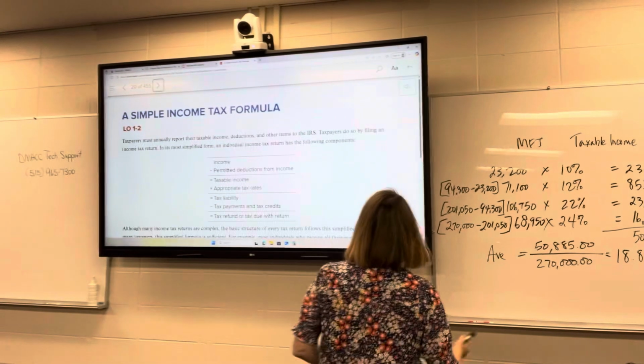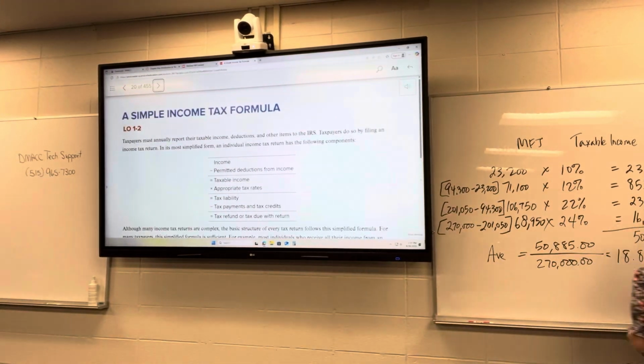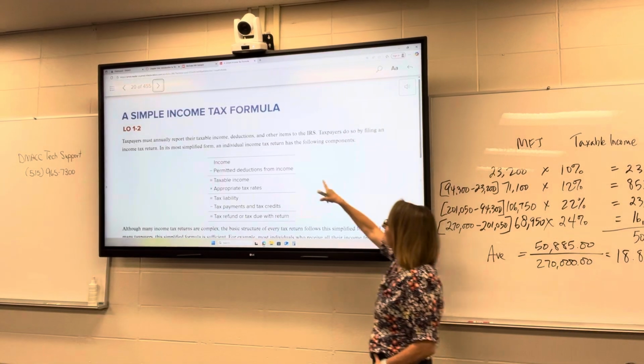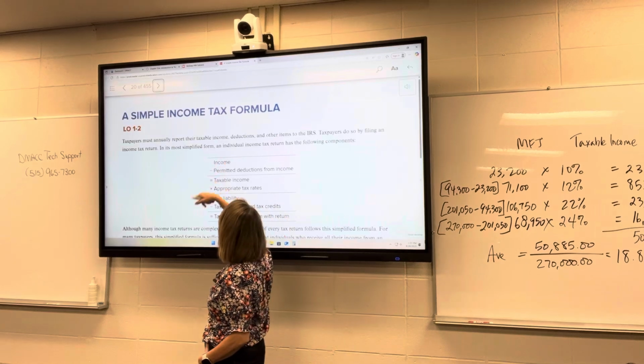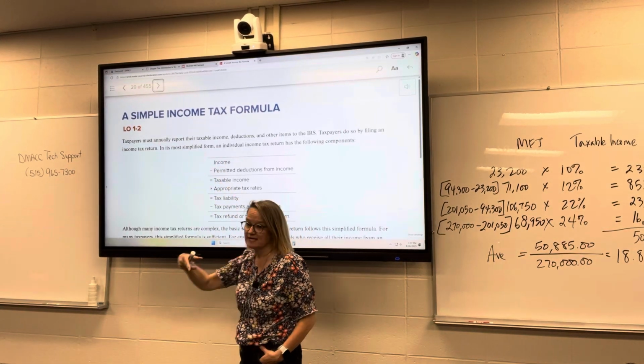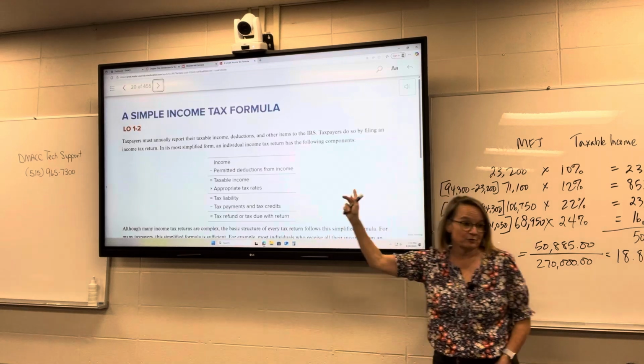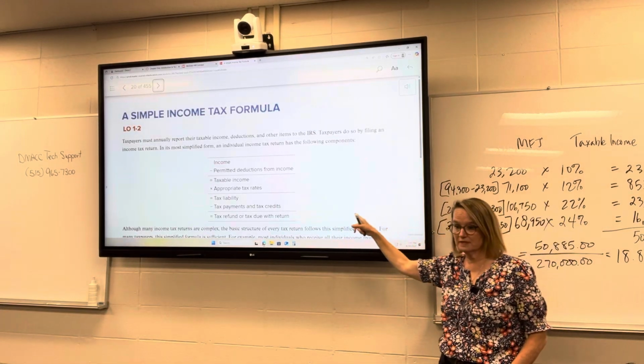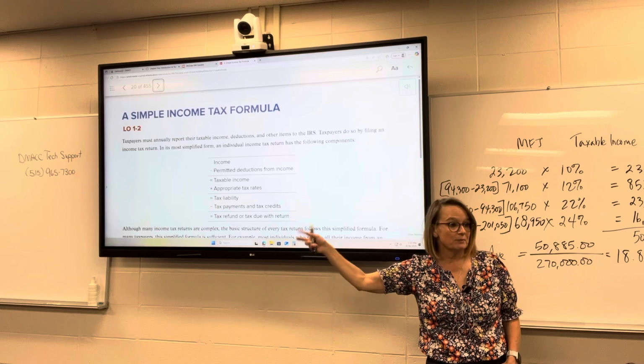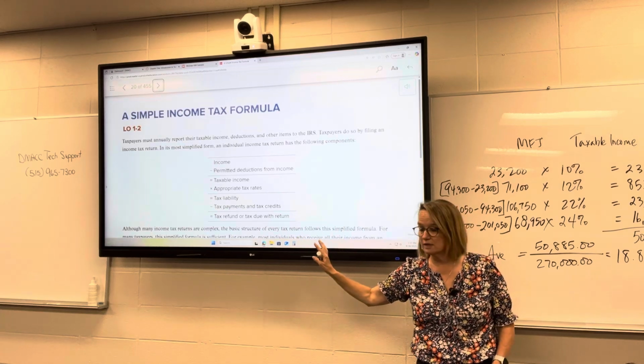So like I said, most of our work is going to come in figuring out what this number is. What is our taxable income? Now this looks like it's pretty simple. We're just going to take our income minus our deductions to get to our taxable income. But I got to tell you something. They call this a simplified formula for a reason, because it's very simple. It's more complex than that, but we're going to start out slow.